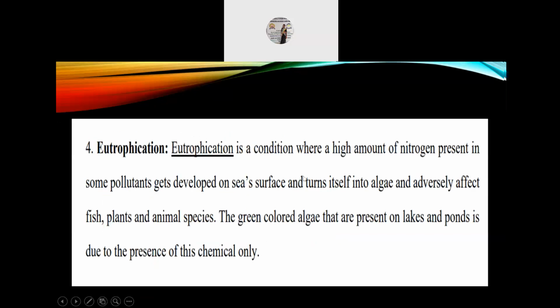Number 4, eutrophication. Eutrophication is a condition where a high amount of nitrogen present in some pollutant gets developed on sea surfaces and turns itself into algae and adversely affects fish, plants, and animal species. The green colored algae that are present on lakes and ponds is due to the presence of this chemical only.